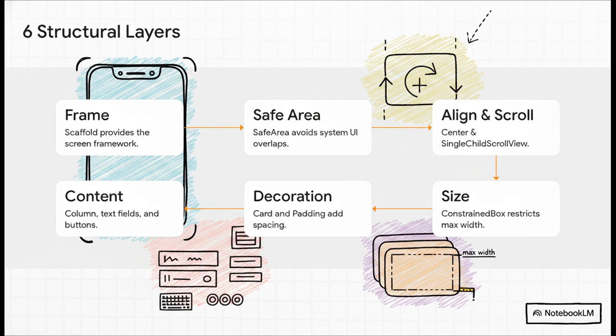First, you have the frame, which is usually your scaffold. Second, the safe area, so your app doesn't awkwardly hide behind a phone's notch. Third is alignment and scroll, how things are centered and whether they can move. Fourth is size, which restricts how big elements can actually get. Fifth, decoration, like cards and padding. And finally, the 6th layer, content and interaction. The outer layers define the layout, while the inner layers handle what the user actually sees and clicks. You basically read it like an onion, peeling it from the outside in.